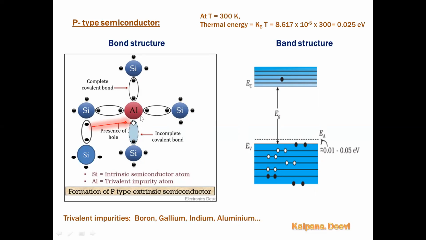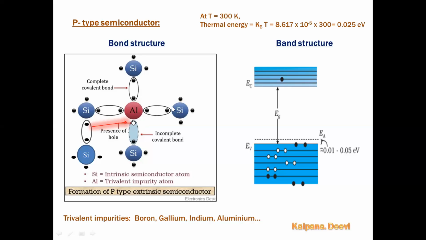Here, aluminum is trivalent. It has 3 valence electrons. All these 3 valence electrons participate in the bonding, and one extra vacant site is there that we call a hole. At T equal to 0 Kelvin, this is the bond structure. As we raise the temperature of the material, slowly this neighboring bond breaks and this electron occupies this hole. This is the natural tendency: electrons try to occupy the neighboring vacancies.